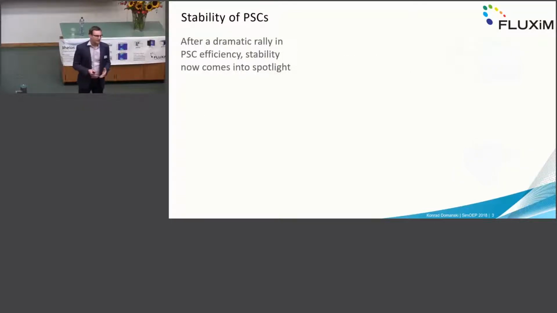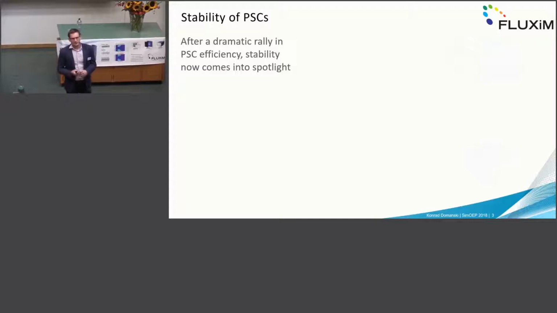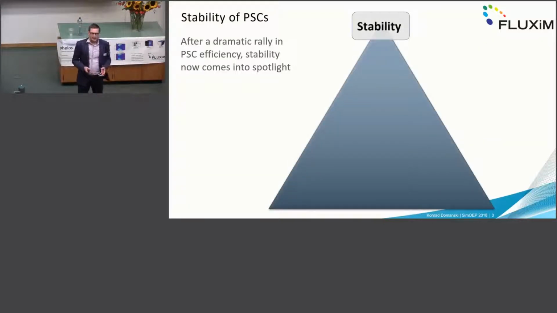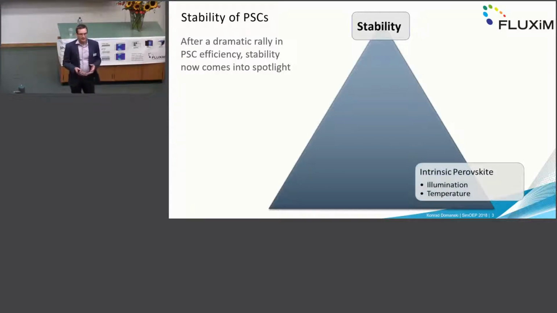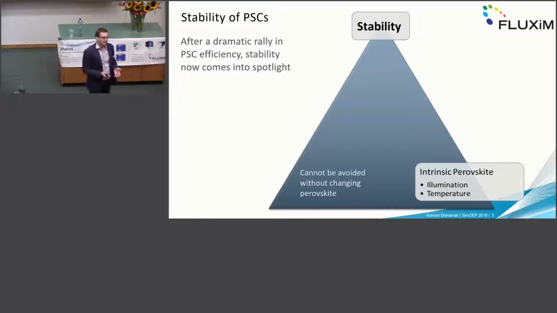So after a dramatic increase in efficiency of perovskite solar cells, the focus is now shifting to the next goal that we need to achieve to commercialize the technology, which is the stability, which, along with a cheap method to process it on large scale, are the three things that we have to achieve for the technology to be commercially viable. And when talking about the stability of perovskite solar cells, we have issues at different levels that we have to consider. We have the intrinsic factors related to the perovskite stability, such as illumination instability or sensitivity to high temperatures, which are very fundamental and cannot really be excluded without modifying the perovskite itself.